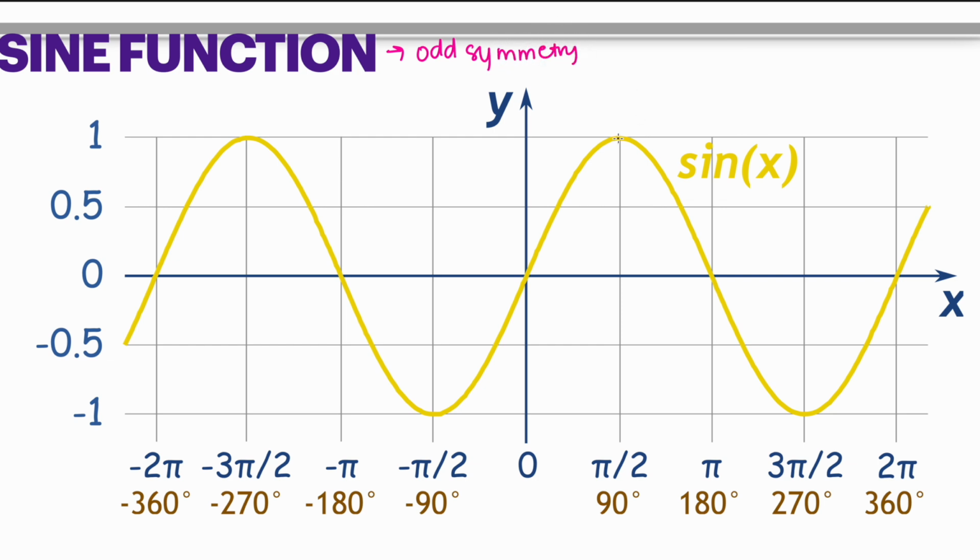And the reason is, for example, at pi over 2, it is a positive 1 for this sine function. At pi over 2, the y value is 1. However, at negative pi over 2, it is a negative 1. And so on the left-hand side, it is the actual opposite number, meaning at pi over 2, it's 1. At negative pi over 2, it becomes its negative number.